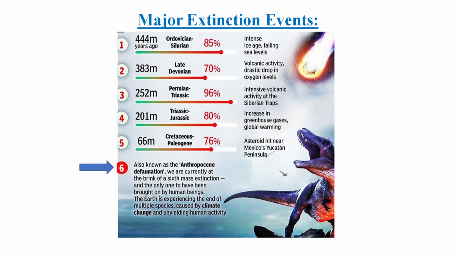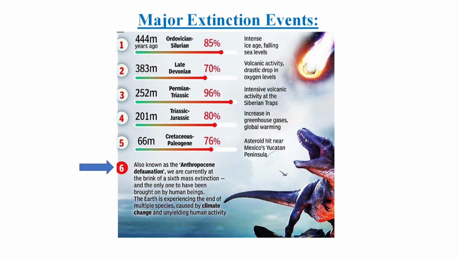The final one in terms of the sequence, the fifth one, happened about 66 to 65 million years ago. It is also referred to as the Cretaceous Paleogene or Cretaceous Tertiary extinction, and it led to the mass extinction of 76% of the biodiversity present at that point of time. It also marks the complete extinction of your dinosaurs, possibly due to a large asteroid impact near the Mexico peninsula.